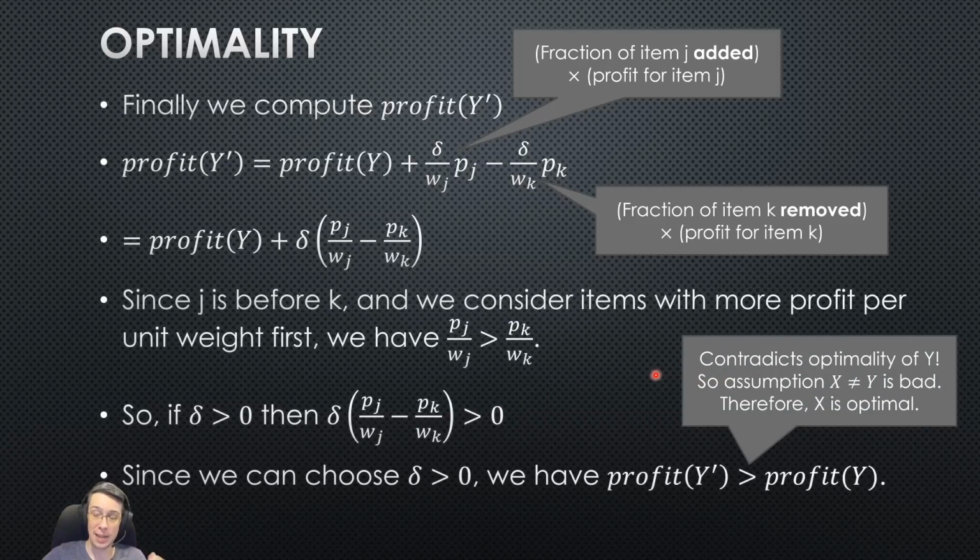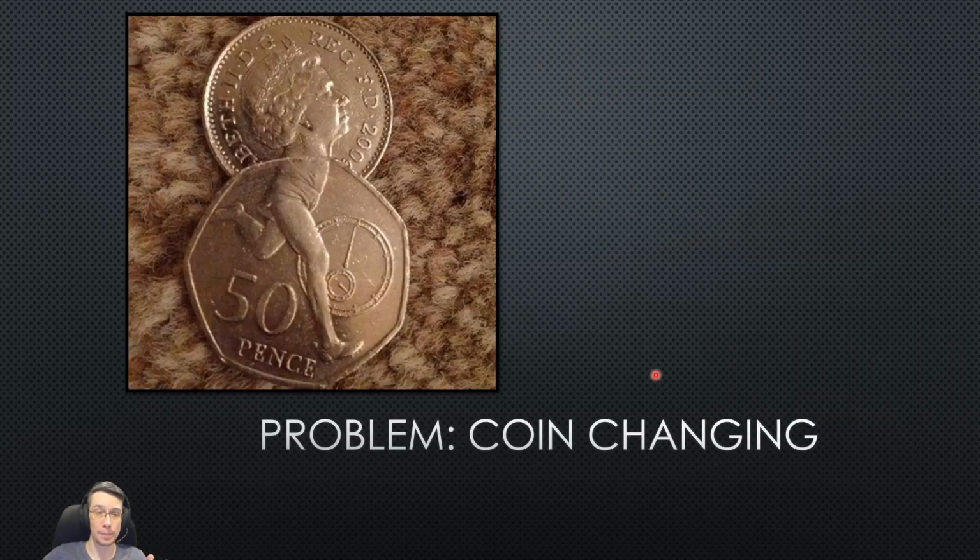This contradicts the optimality of y, so our assumption that x is not equal to y is bad, therefore x is optimal and is in fact the only optimal solution to this problem. So the greedy algorithm produces a unique optimal solution to this problem.